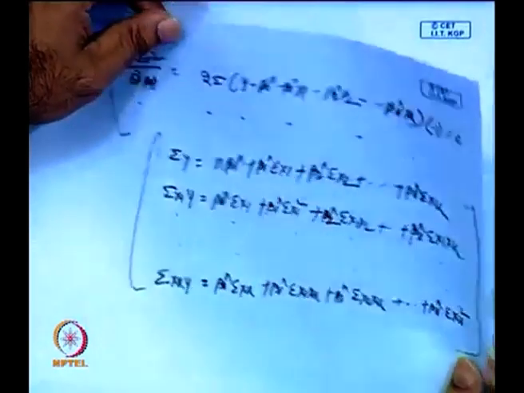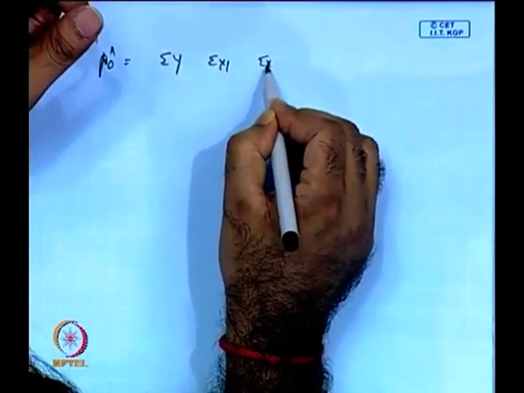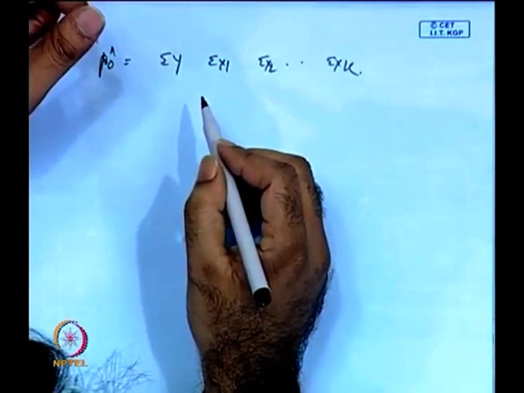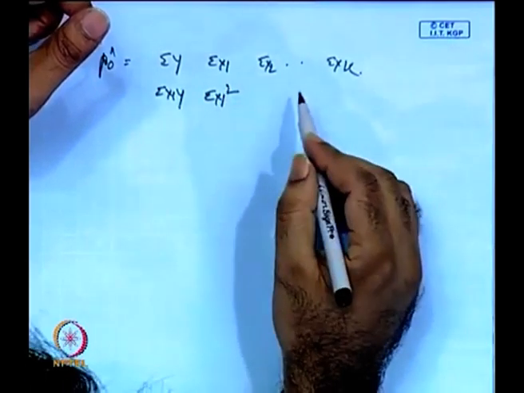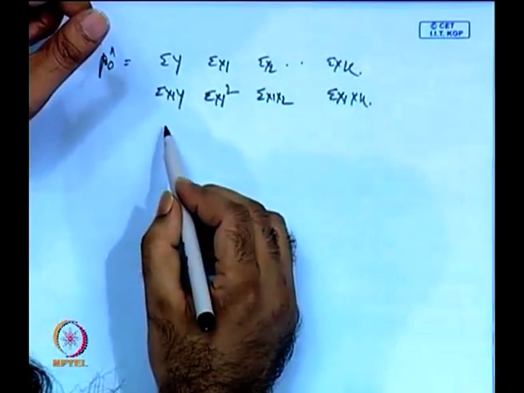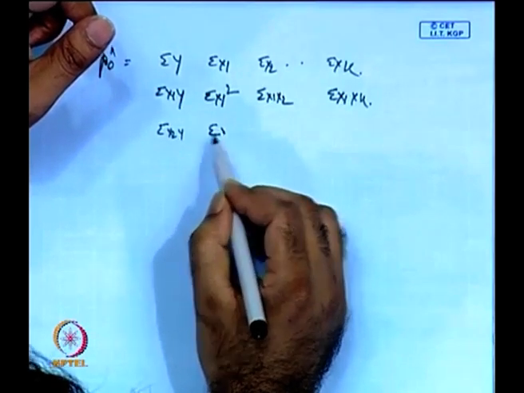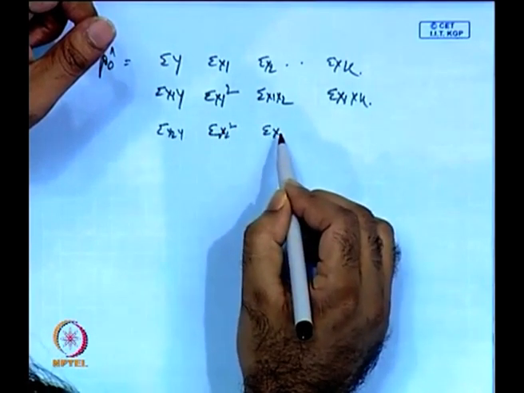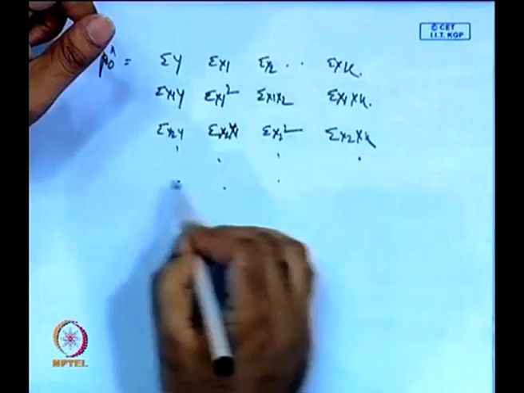Now we have to simplify this particular structure to get these beta hats. So, if you go by this process, beta 0 hat will be like this. Summation y, then summation x1, then summation x2 up to summation xk, then summation x1 y, summation x1 square, summation x1 x2, summation x1 xk. Then summation x2 y, summation x2 x1, summation x2 squares, summation x2 xk. Then it will continue.